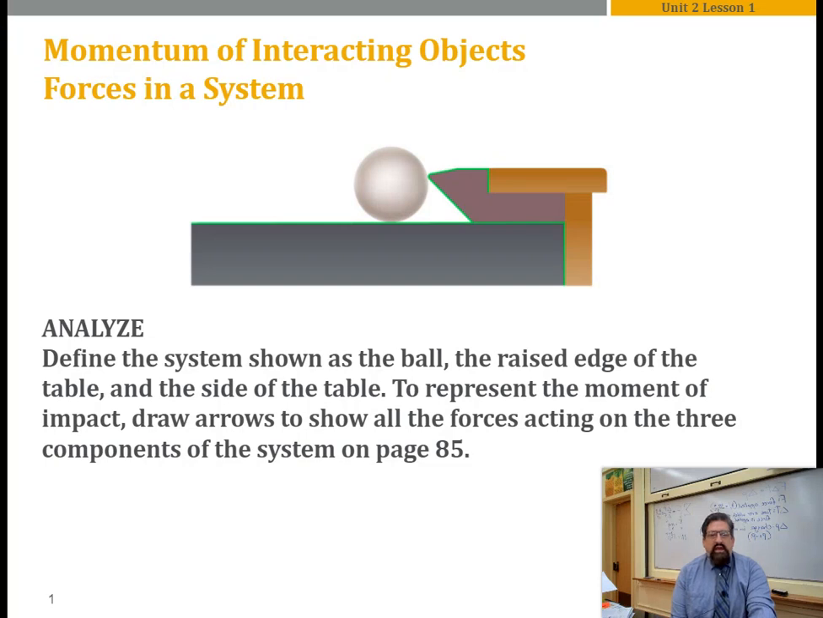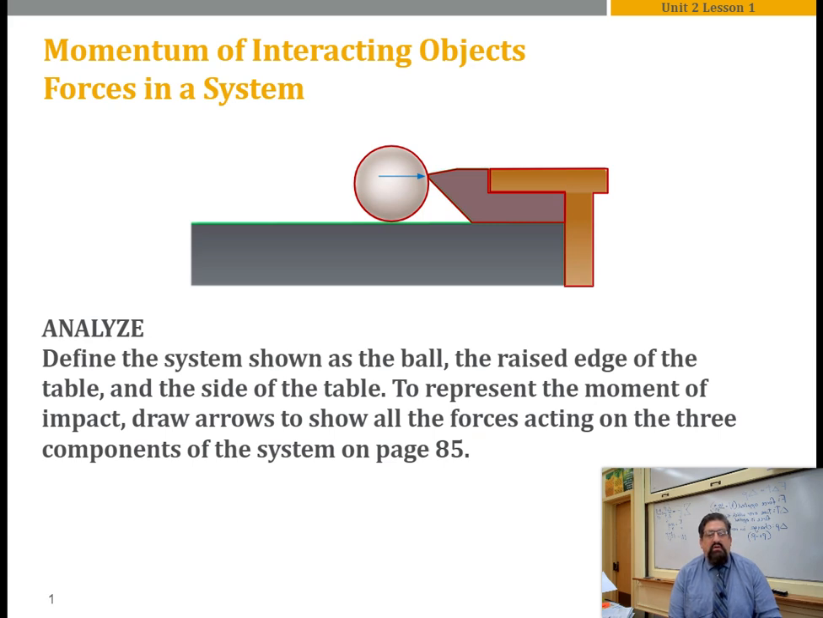Let's look again at our system of a pool ball on a pool table. If we define the system as the ball, the raised edge of the table, and the side of the table, then to represent the moment of impact, if we were to draw arrows of all the forces acting on each of these components, it would look like this. We would have one arrow representing the ball hitting the cushion. So the ball exerts a force on the cushion.